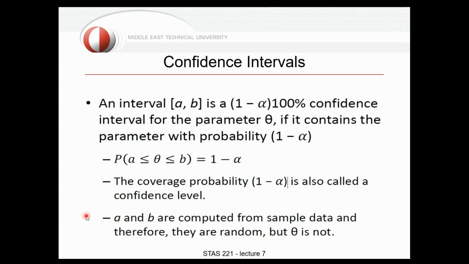An interval A to B is a 1 minus alpha 100% confidence interval for the parameter theta if it contains the parameter with probability 1 minus alpha. What is this alpha? Alpha is our type 1 error. We will talk about it later. In an example, I will show you better what we mean by that. But look at this one, which is important. The probability of theta, the parameter, being between A and B is equal to 1 minus our error. So this is the way that you can find the confidence level of your confidence interval. This is called confidence level, 1 minus alpha.